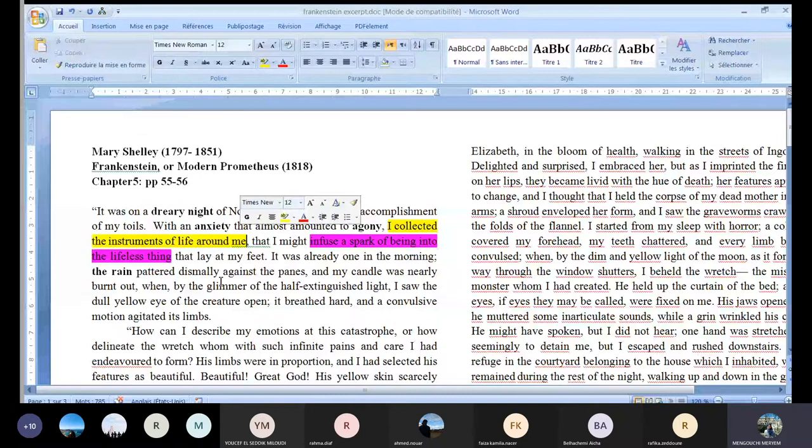But I wanted to focus on the choice of the word. He could have said, I give life to the body. Why does he say infuse a spark of being? Well, what do you think of the choice of words here? Because even Victor himself cannot think of his creation as a person. Mm-hmm.